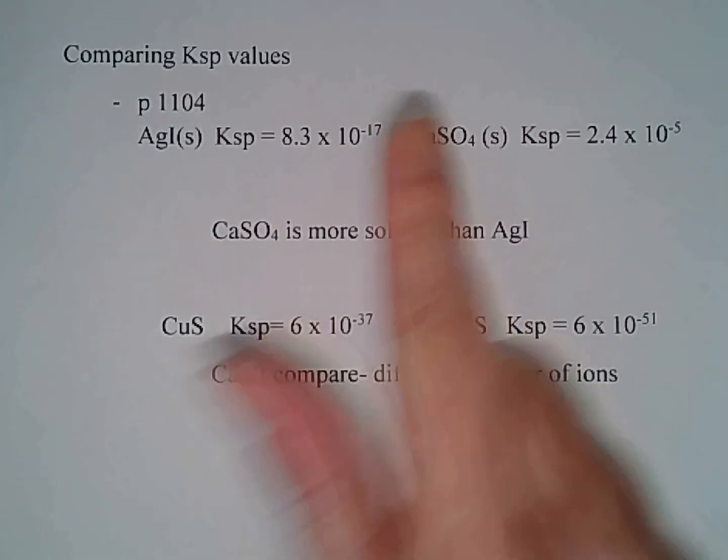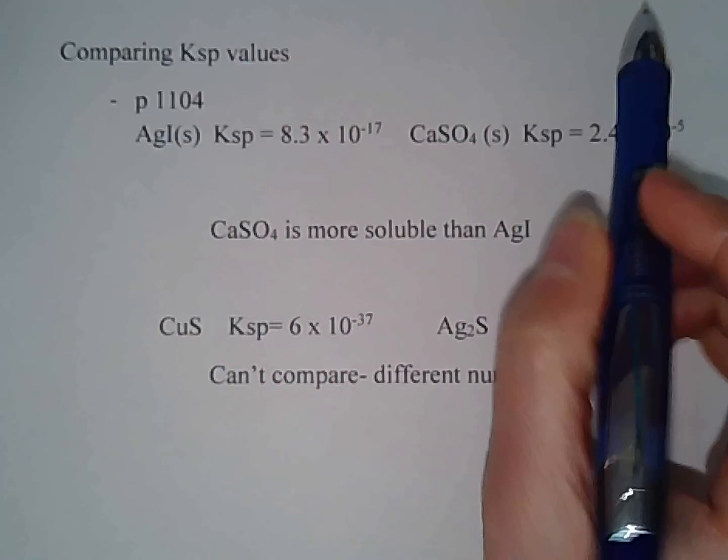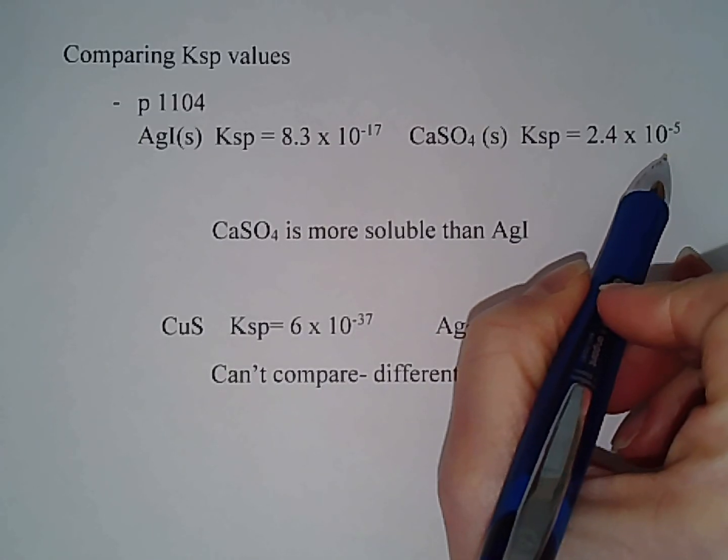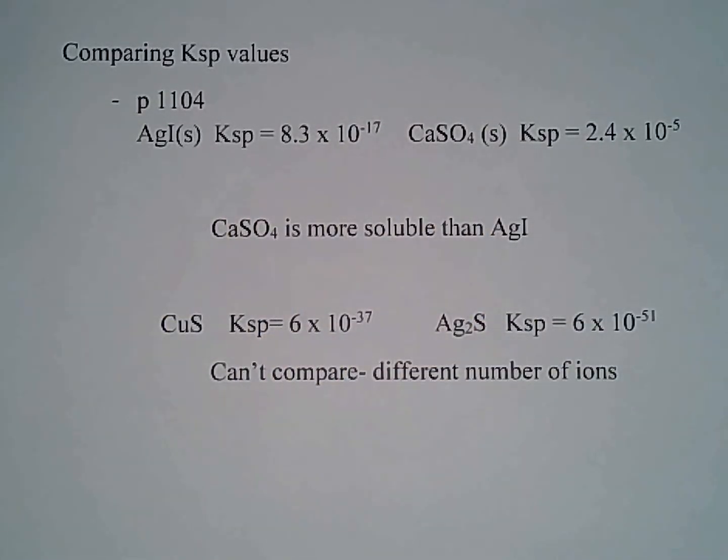So by looking at the power of 10, we could see that this is a larger power of 10. So that means calcium sulfate dissolves more readily, is more soluble than silver iodide. And you can look at each one of these by the power of 10.